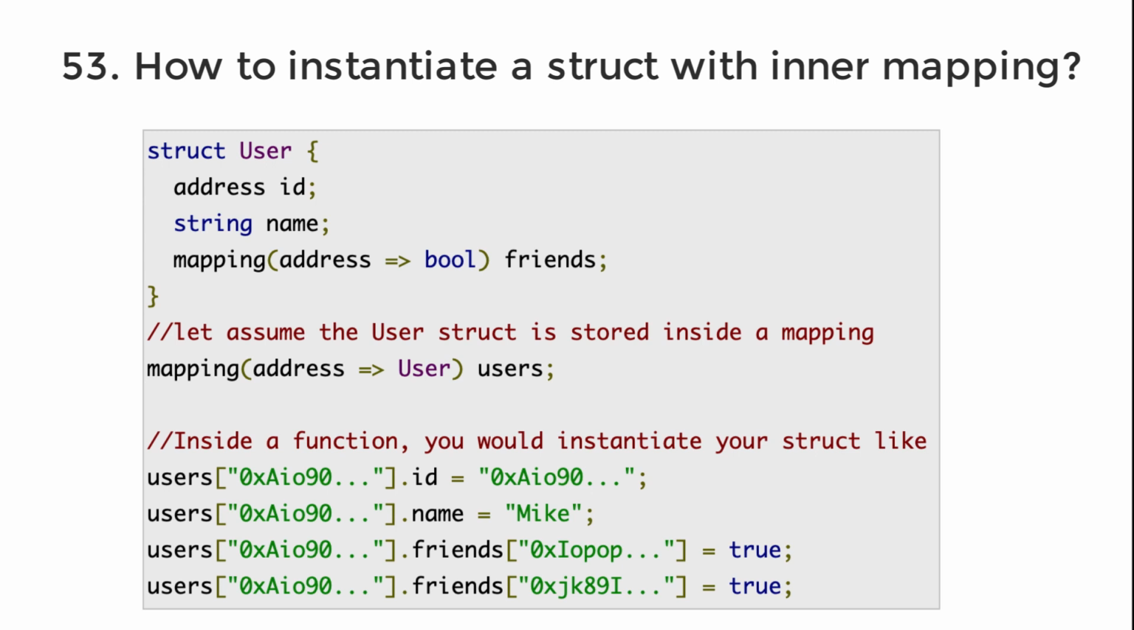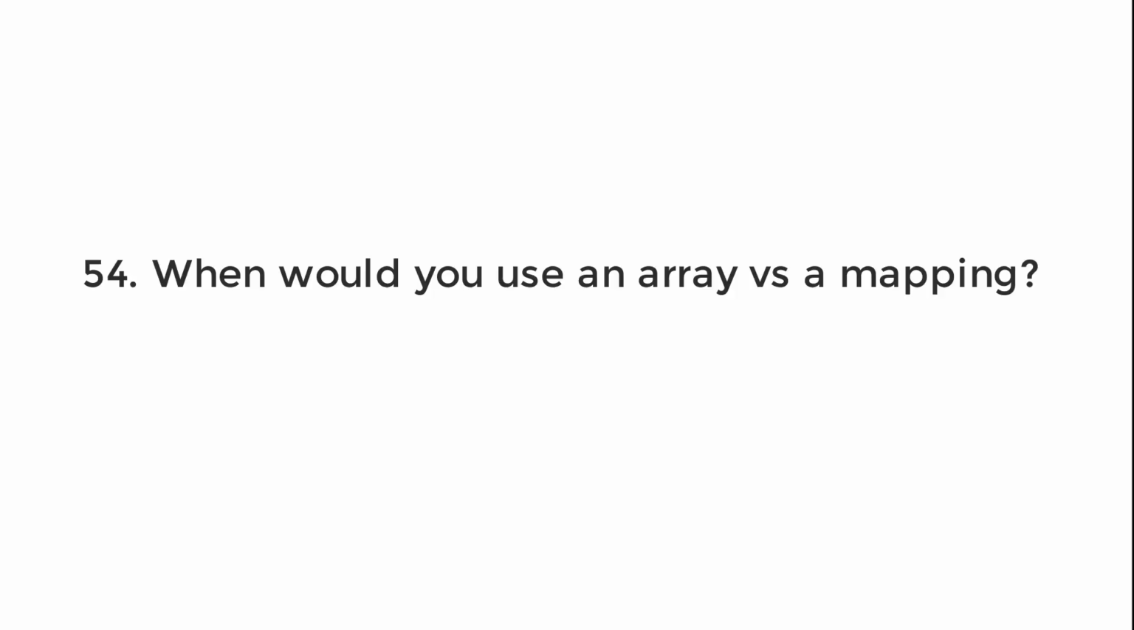And you're going to assign the different fields, so id, name, and for the mapping, you're going to reference the key of the inner mapping that also does not exist. And finally, you assign the value of this inner mapping. It's not very intuitive, but it's how you instantiate an inner mapping in Solidity. When would you use an array versus a mapping?